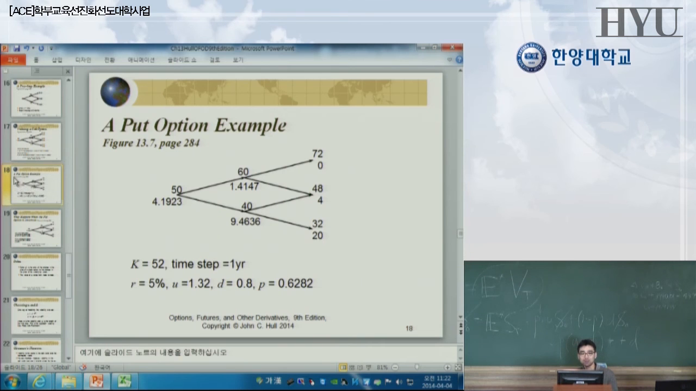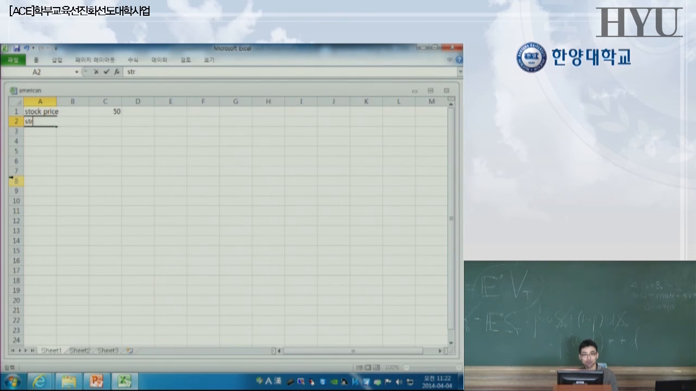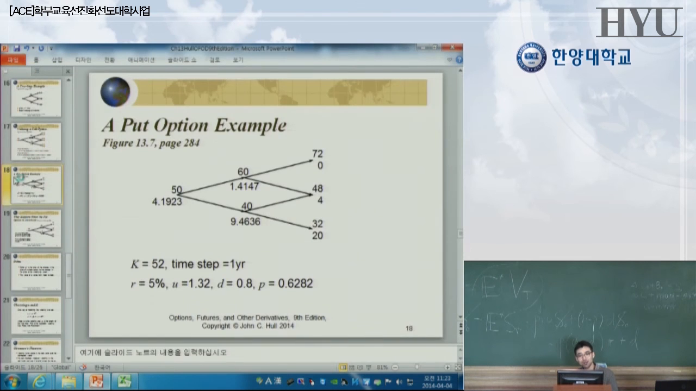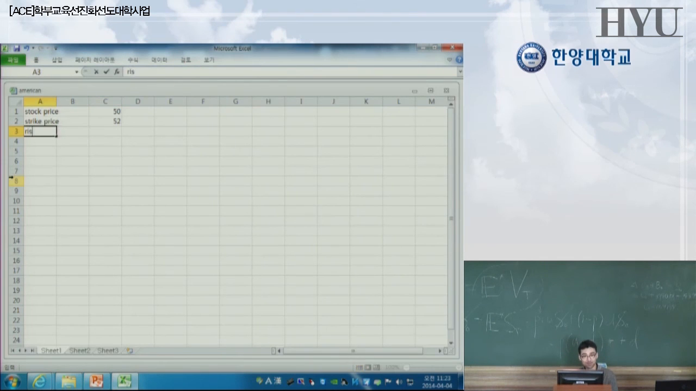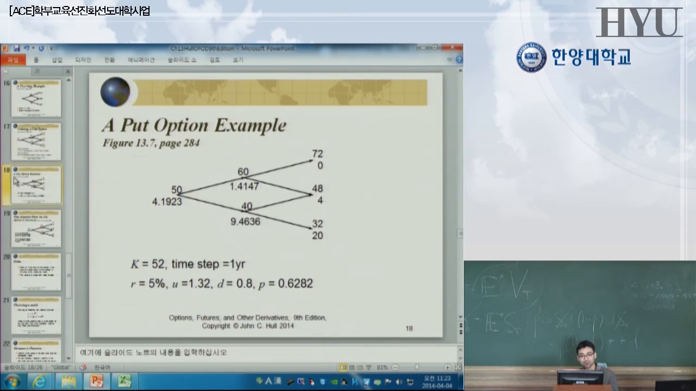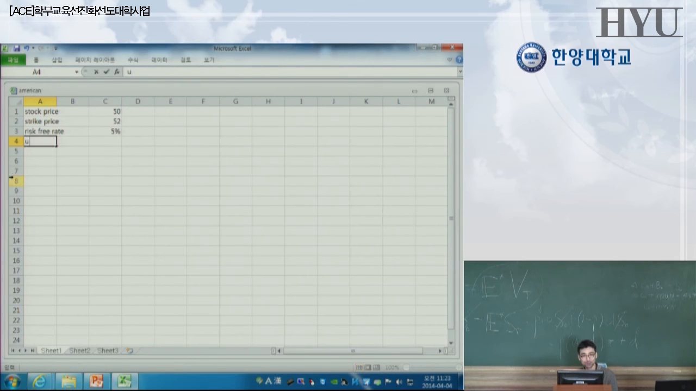Okay, strike price is 52. Risk-free rate is 5%. Up return is 1.32 and down return is 0.8, right?